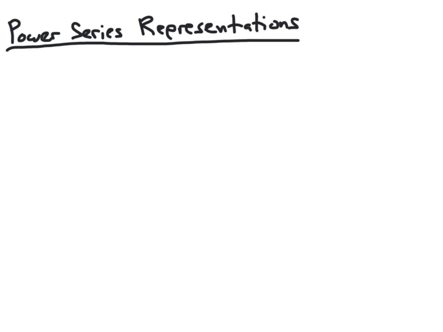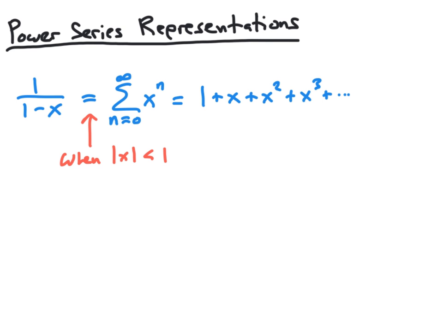In this video, we're going to discuss how to find power series representations of functions using basic algebra. The starting point for many power series representations is the function 1 over 1 minus x, which, as long as the absolute value of x is less than 1, is equal to the standard geometric series, the sum from n equals 0 to infinity of x to the n, which is 1 plus x plus x squared plus x cubed, and so forth.